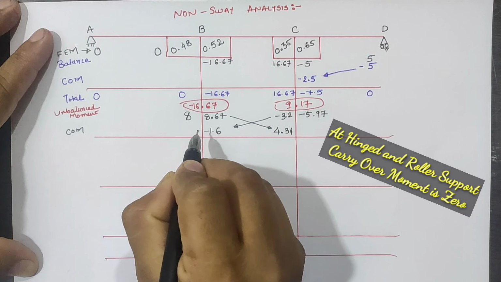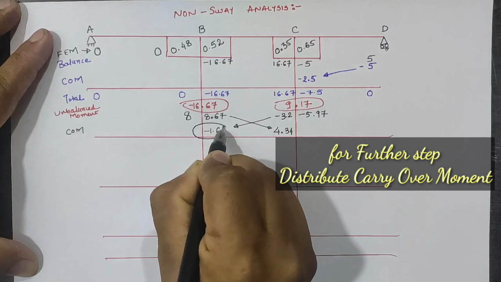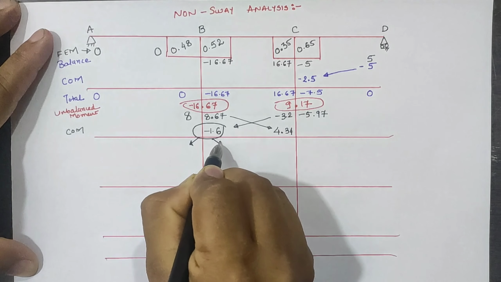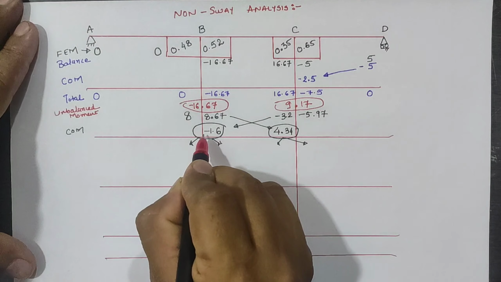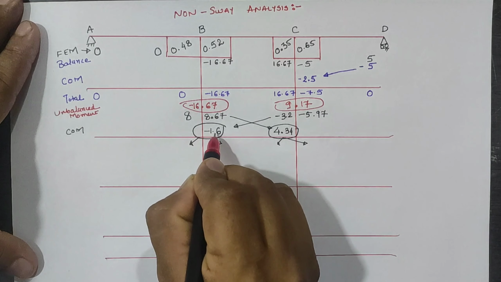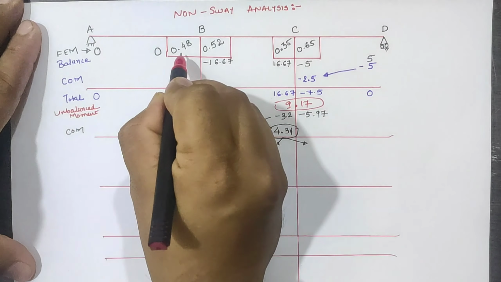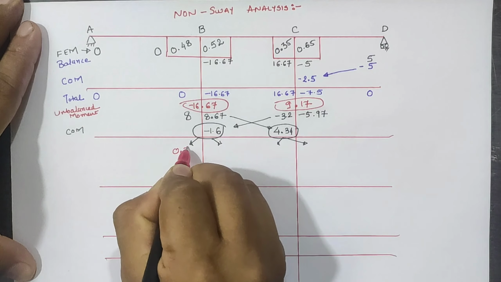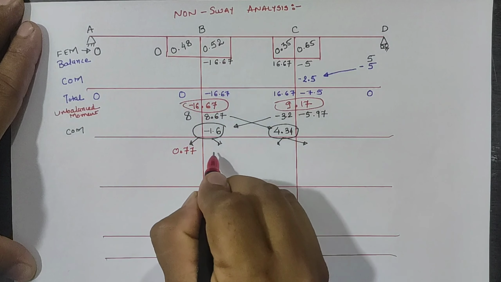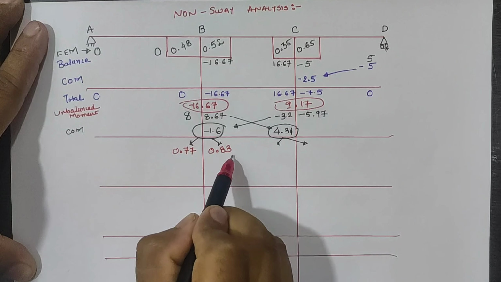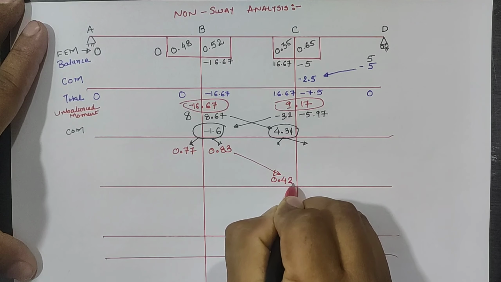Now, for the next step, we have to distribute our carryover moment. As the value of the carryover moment is minus 1.6, we have to distribute the positive 1.6 to joint B, hence 1.6 into 0.48 is 0.77, and 1.6 into 0.52 is 0.83, which is carried over to the nearby support as half value, 0.42.